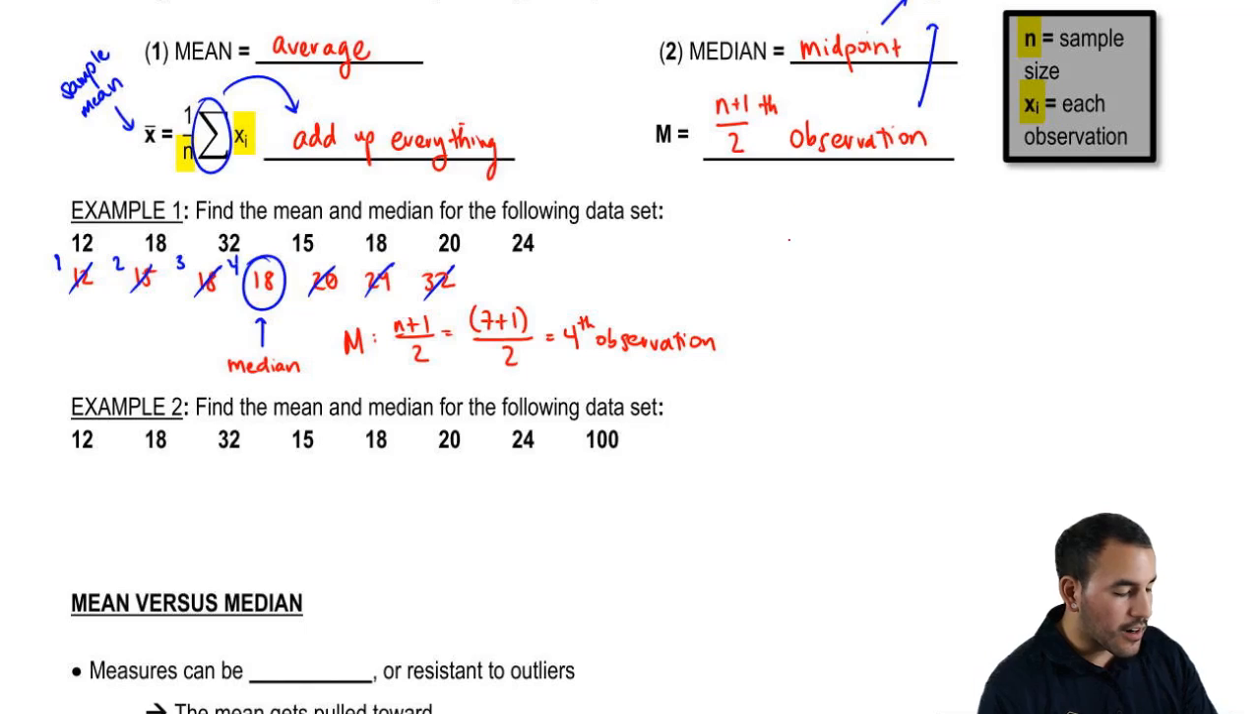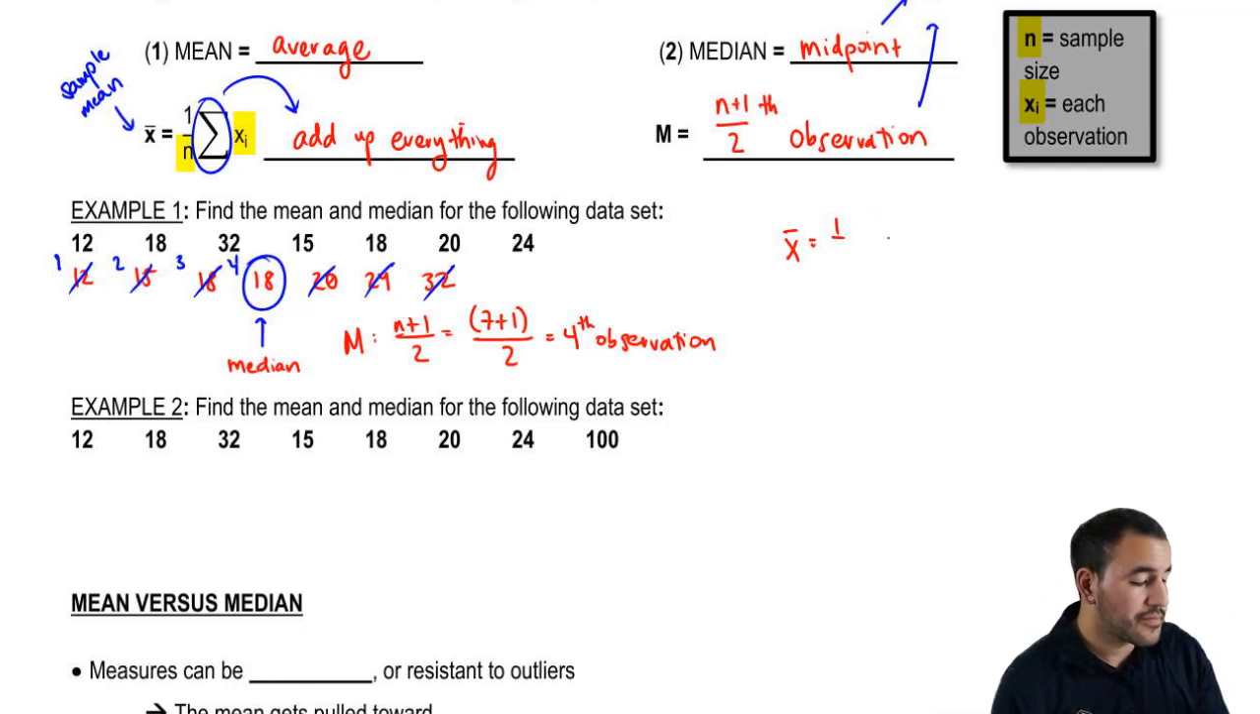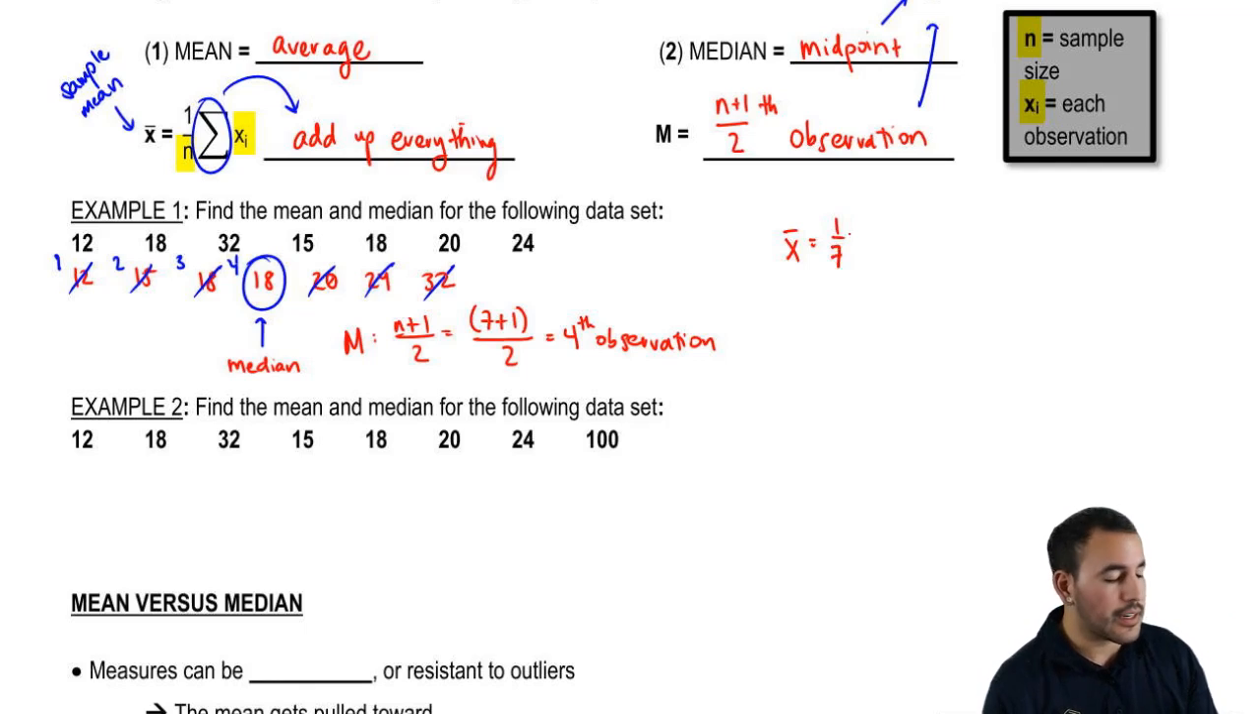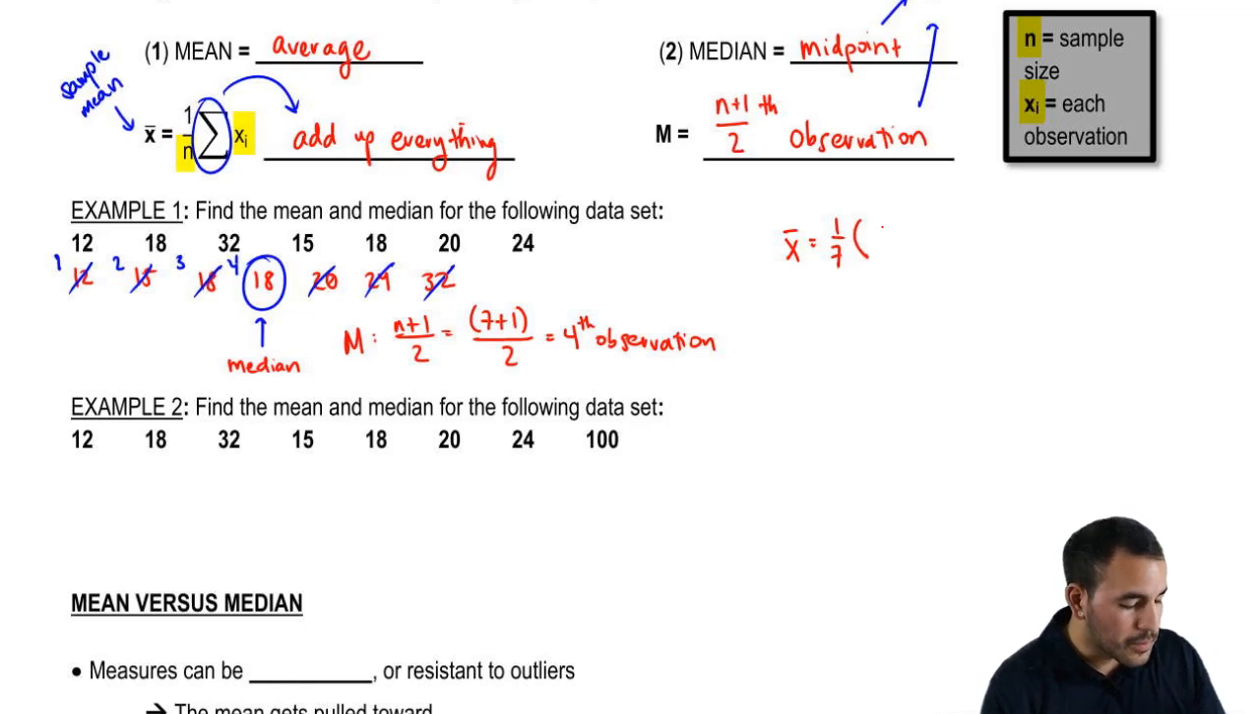Now let's get our average, our sample mean. So x bar is 1 over n, and our n in this case, let's plug in the number, why not? What was our n again? 7, right? So 1 over 7 times, and then what are we adding up? Those x i's represent each observation, right? So let's add those up. We've got 12, 18, 32, 15, 18, 20, and 24.